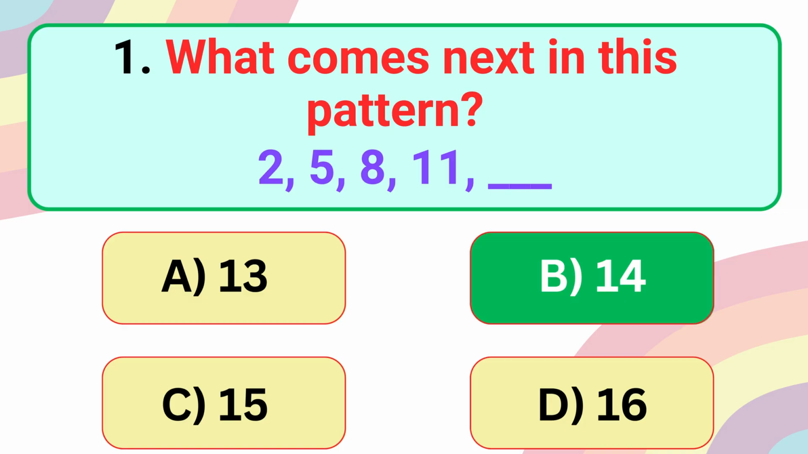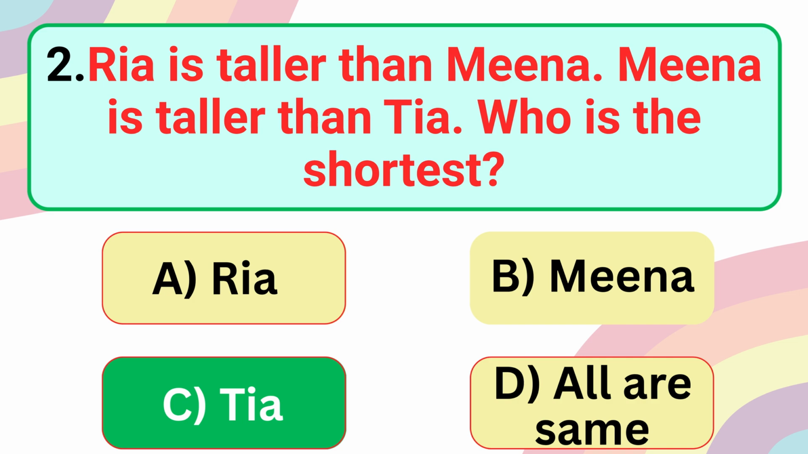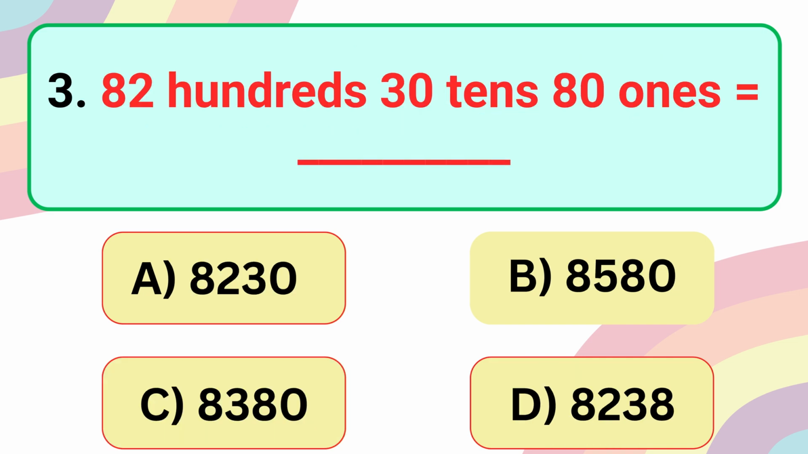Answer B, 14. Ria is taller than Mina. Mina is taller than Tia. Who is the shortest? Answer C, Tia. 82 hundredths, 30 tens, 81s equal to what?